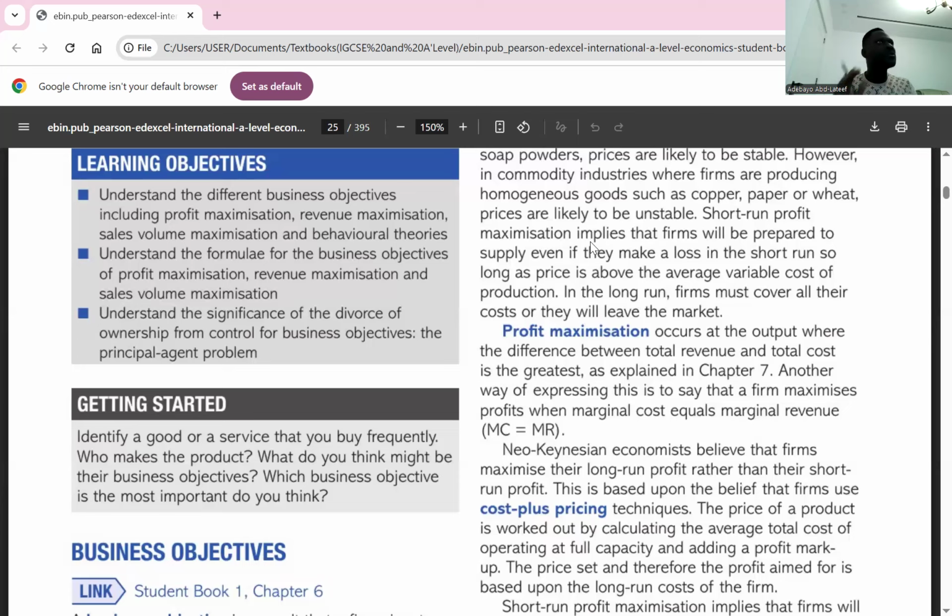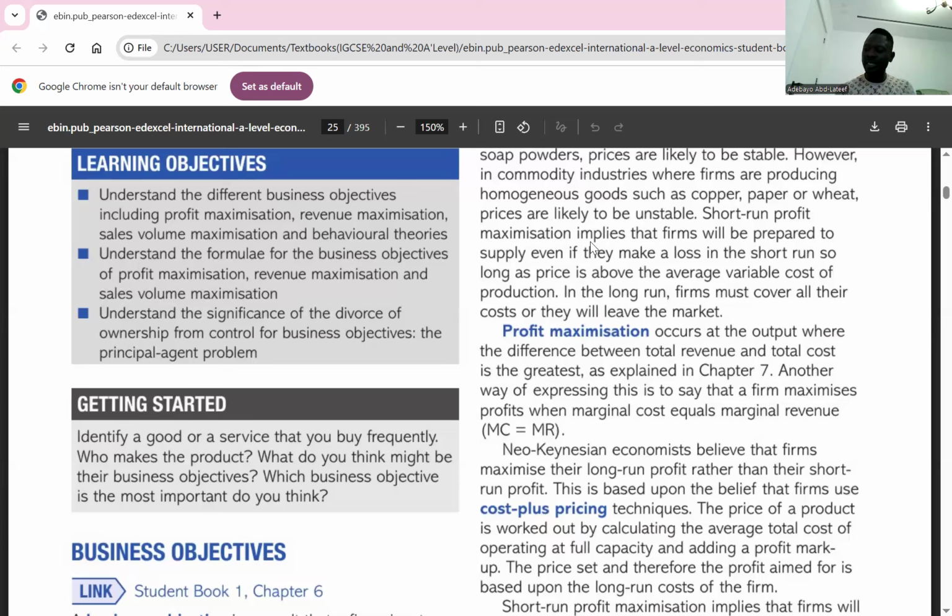They want to maximize profit, yes, in the short run. But in the long run, they have a plan. The plan in the long run is if we are unable to make profit, if we are unable to cover our total cost in the long run, we leave the market. I think neoclassical economics is clear here.